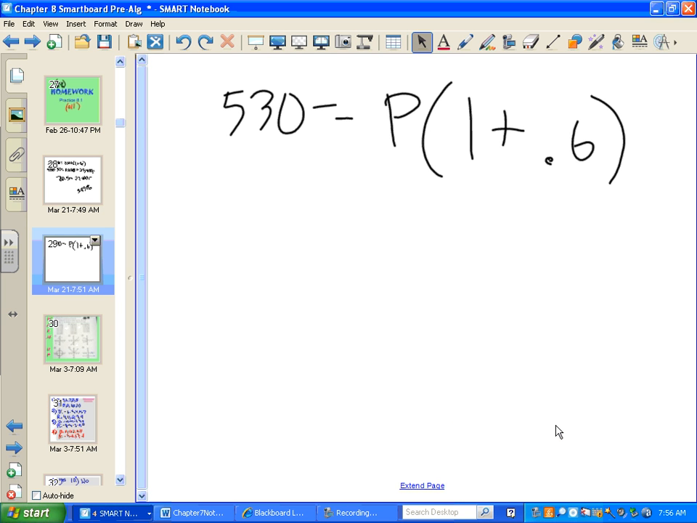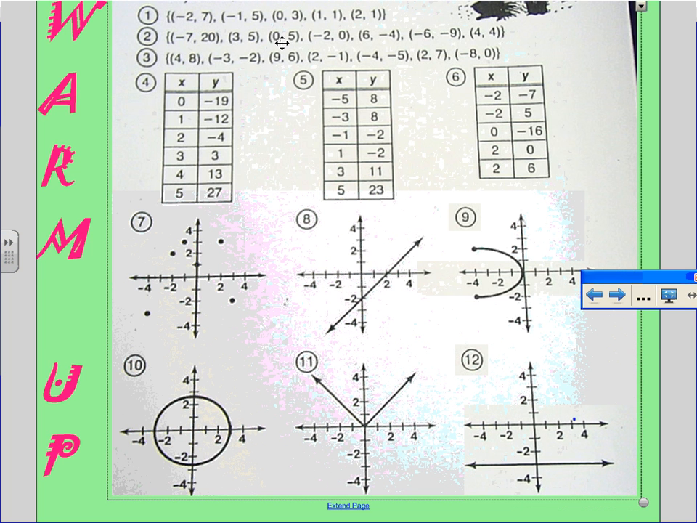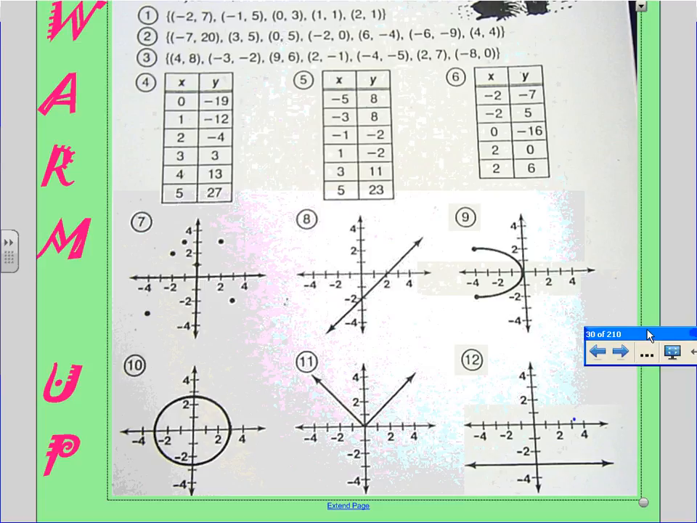Okay, sixth grade, our objective today is to graph linear functions with a table. So yes, we're going to do a little review right now of what a function is, but our goal for today is to learn how to graph a linear function with a table. Okay, let's go through the warm-up.